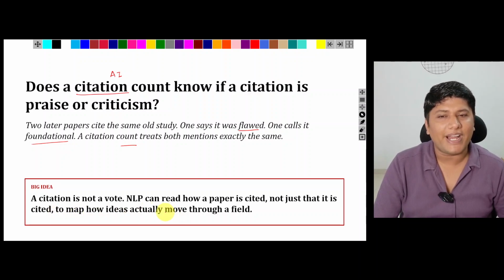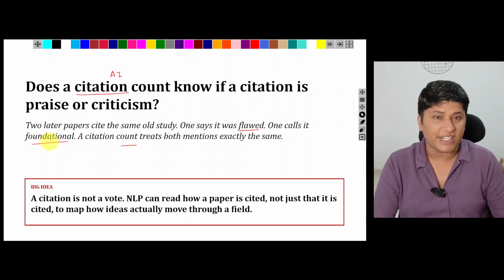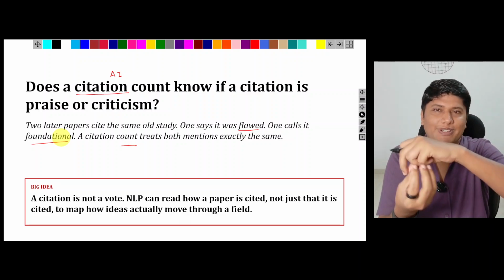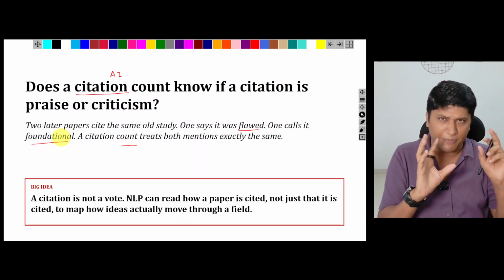Okay, to map how ideas actually move through a field. So if one paper is saying the idea is flawed and another paper is saying it is foundational, if you are trying to prove it is flawed, then you should cite that paper, and if you are trying to prove that it is foundational, you should cite that paper.